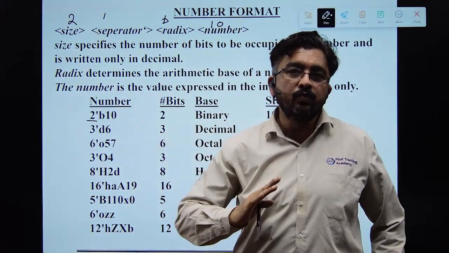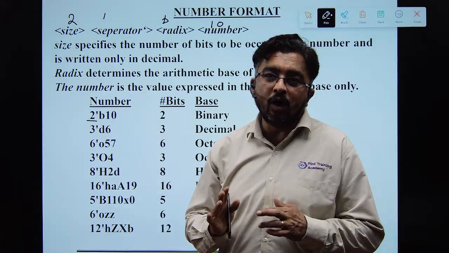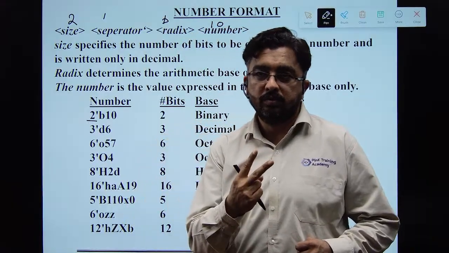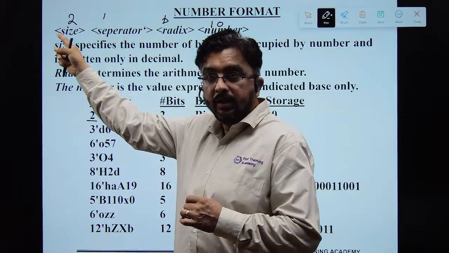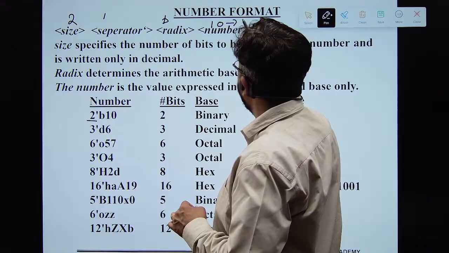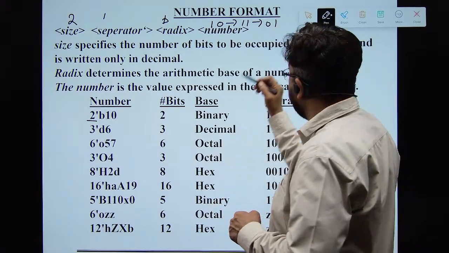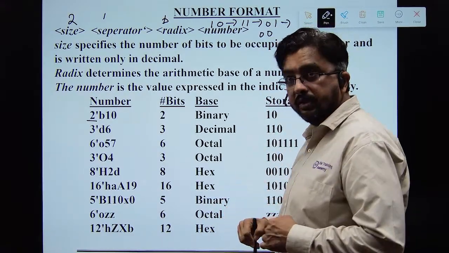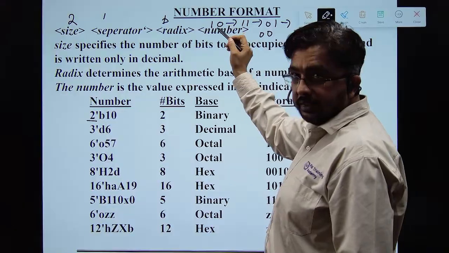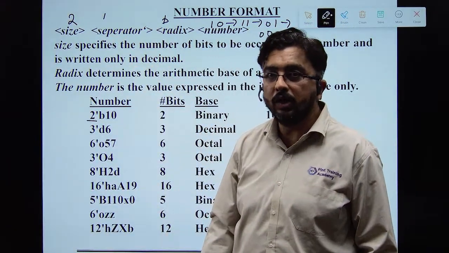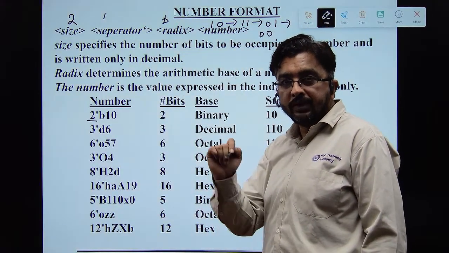But this 10, in minimum how many digits can we represent it? 2. This is actually not a representation of the size. Here you can also write 1 1, 0 1, or 0 0. So don't get confused. This 10 is not a representation of 2, or 2 is not representing 10 here. Here 10 is representing the number.